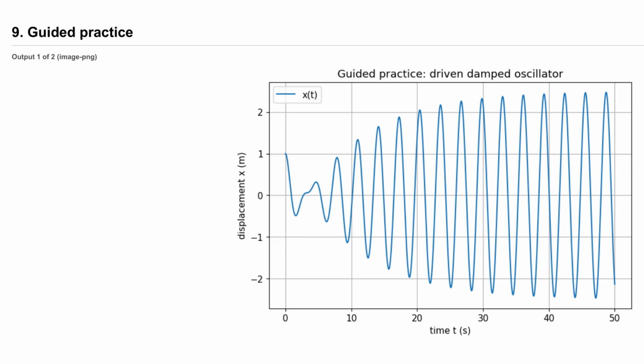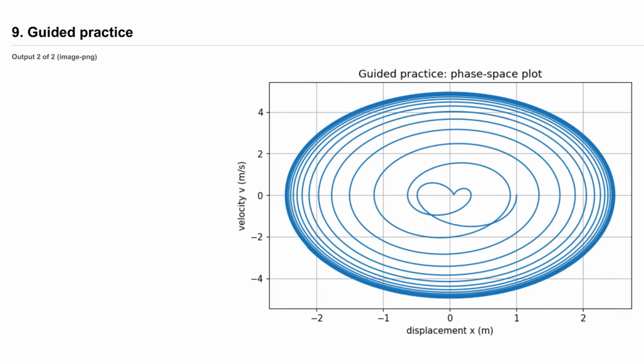The initial transient phase looks different from our previous example, but if you look closely at the right-hand side of the graph, it settles into the exact same steady-state oscillation pattern as before. The phase space plot confirms this.